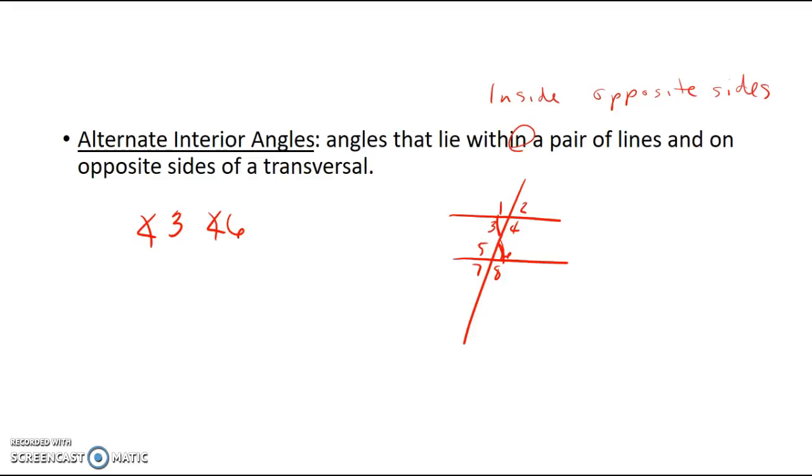Now, keep in mind, I'm wanting an angle from each line. So I'm not doing 3 with 4. Yes, they're on the opposite sides of the transversal, and they are both inside, but I want one angle from each of my lines. So there's one other pair of alternate interior angles, and that would be angle 4 and angle 5. That is my other pair of alternate interior angles. Again, they are both inside and on opposite sides. So as I've heard others say, it's like we're kind of making an X on the inside. That is how we pair up our alternate interior angles.